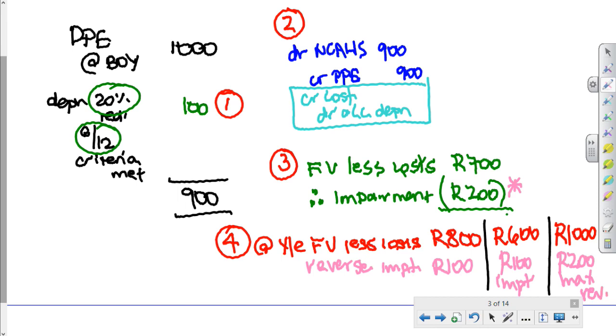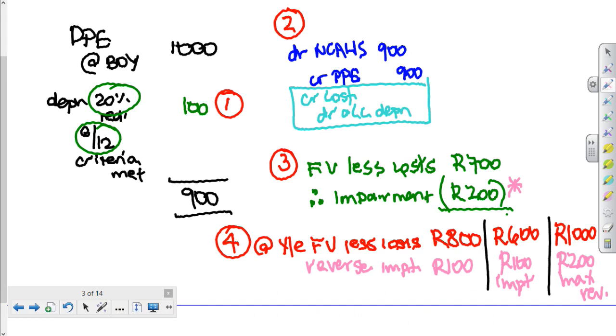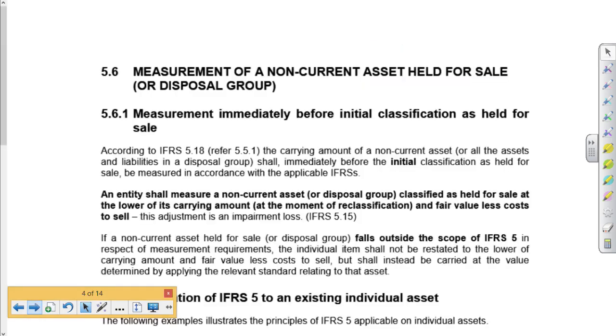Yeah? All right, so this is an example then of the steps when we have a non-current asset held for sale. Depreciate up to the date. Then transfer it to non-current assets held for sale. Then remeasure it at the lower of 900, which is carrying amount, or fair value less costs, which is 700. And at this stage, you'd have an impairment. Then at year end, check fair value less costs again and measure again. In this case, a reversal of impairment or a further impairment might arise.